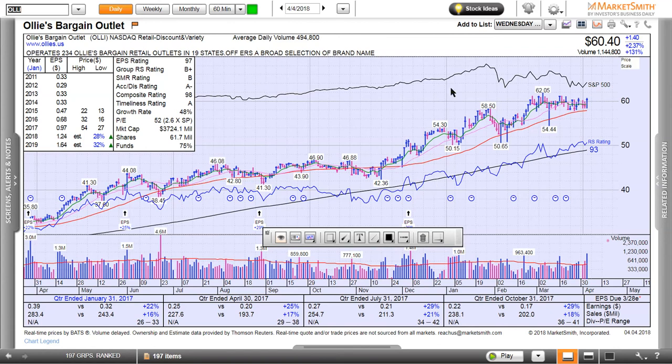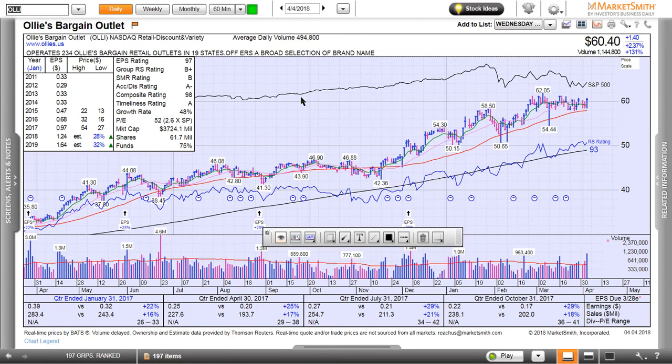This is the MarketSmith program. I love this program. I was involved in the original development, the beta test group with Daily Graphs Online. I have been using Daily Graphs, believe it or not, since the late 1980s. I've had them a long time. Love them.